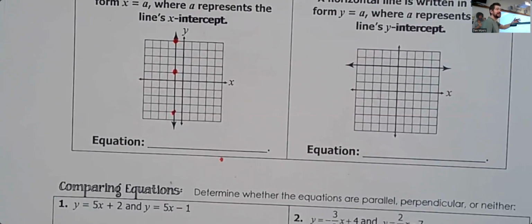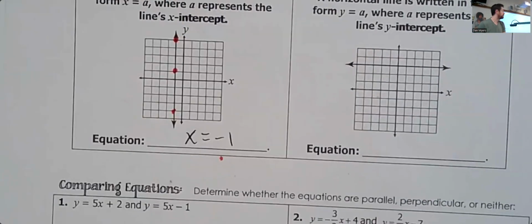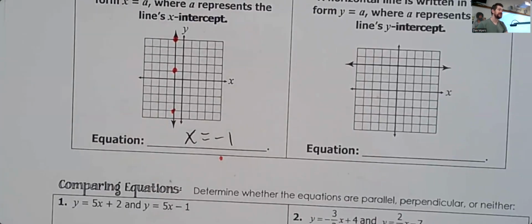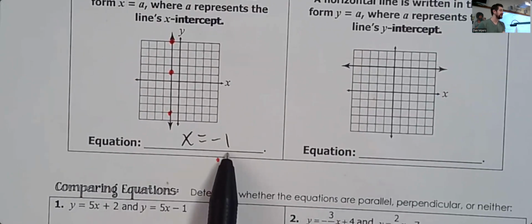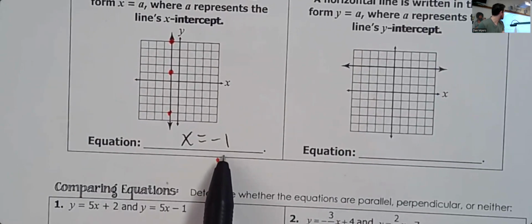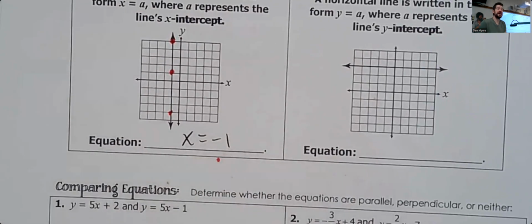And if every x value is exactly the same, the entire line can be defined by just the x value. Meaning, the equation of this line is x equals -1. As long as the x value is exactly the same for every single point, the entire line can be written based on just the x value, x equals -1. Anytime you have an x equals, that is a vertical line, which means the slope is undefined.